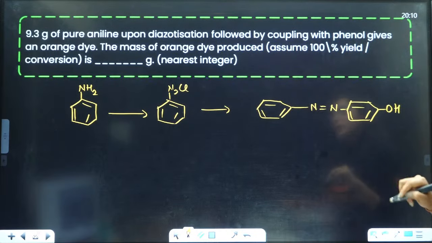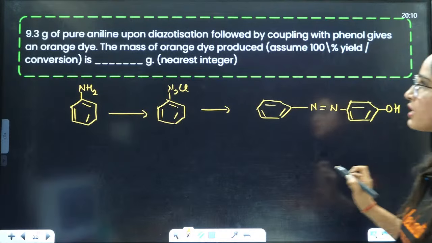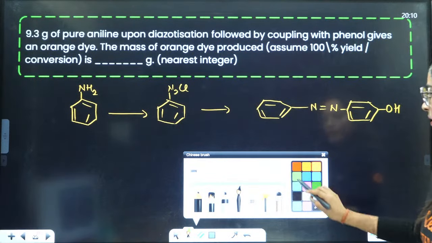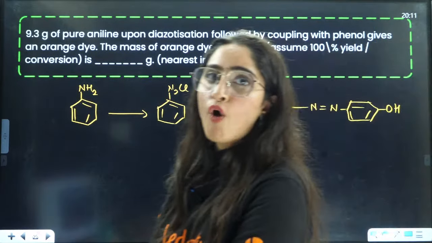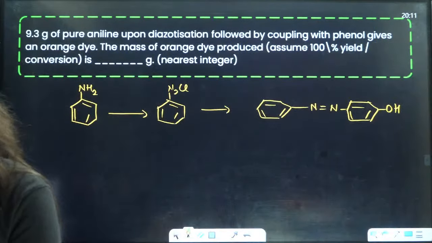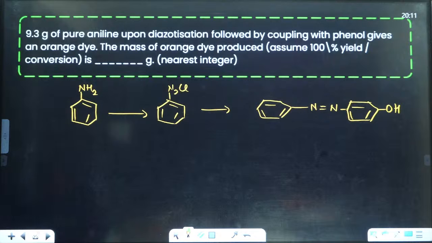That is orange dye, right? The mass of orange dye produced is dash. This is what they are asking you. The mass of orange dye produced, they are asking you. Okay, everybody, try to answer it. Everybody in the chat box, try to answer it.